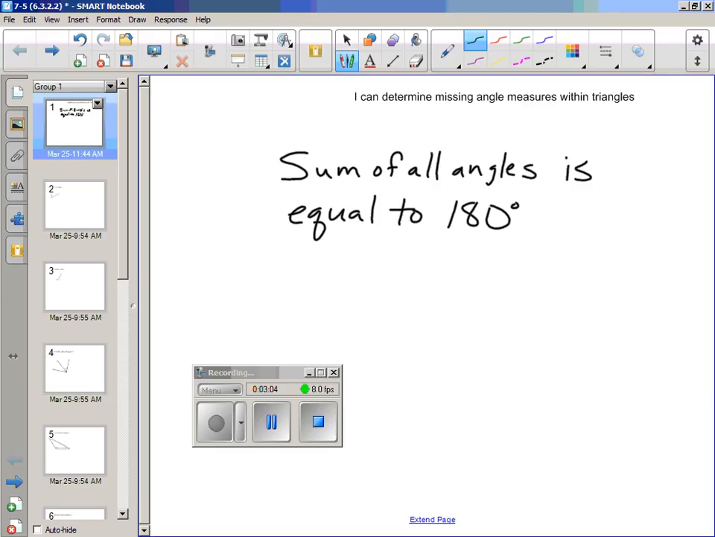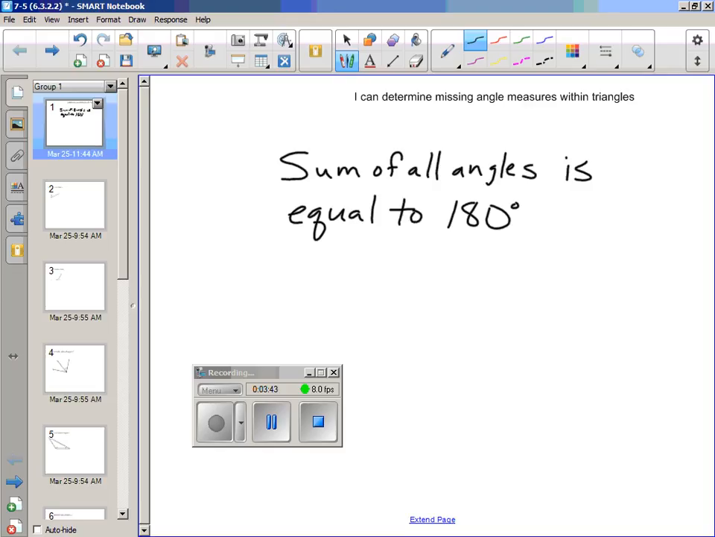And it doesn't matter if you're a scalene triangle, an isosceles triangle, an equilateral triangle. Okay? Doesn't matter if it's a right triangle, an obtuse triangle, or an acute triangle. Every triangle that you can make, all of the angles will add up to 180 degrees. Works every single time. That's something that everyone has to know.